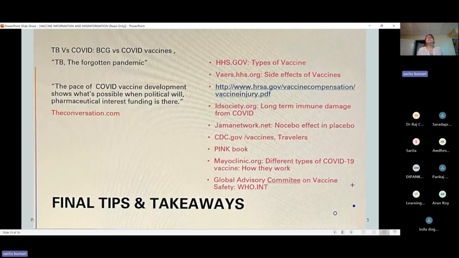There is another thing on the right side. You have multiple websites if you want to know about types of vaccines, where 5 or 6 different types of vaccine side effects are also reported. Vaccine compensation and injury is the third one. The ID Society actually tells you about long-term immune damage if you want to look into that. The JAMA Network, I already told you, covers the nocebo versus placebo effect. CDC.gov has very detailed information about vaccines, the reporting, and how to take vaccines.